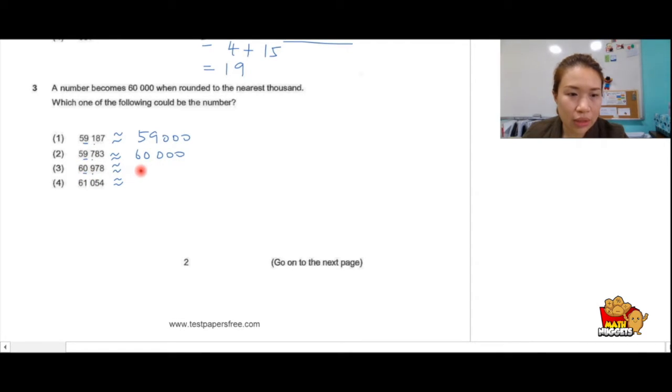Thousands is here. Check the hundreds. 9 is more than 5. So we will round up for this one. Thousands is here. Hundreds is here. This one remains 61,000. So the answer is number 2.